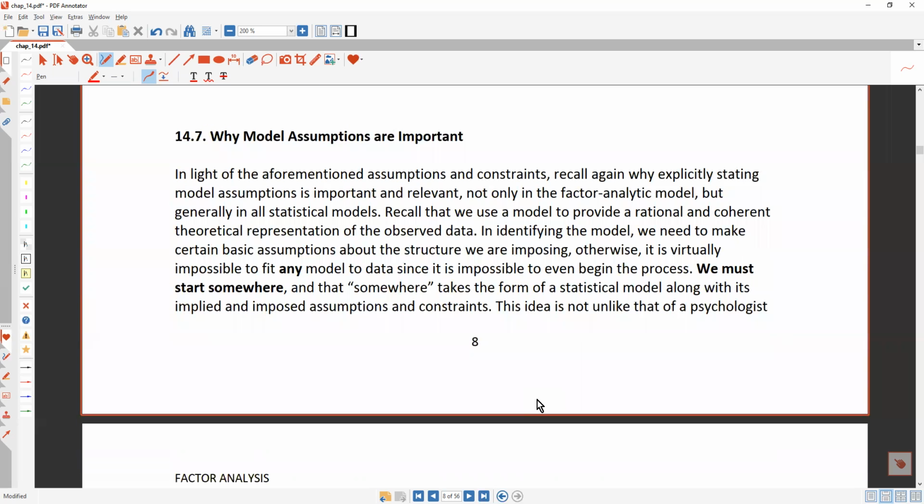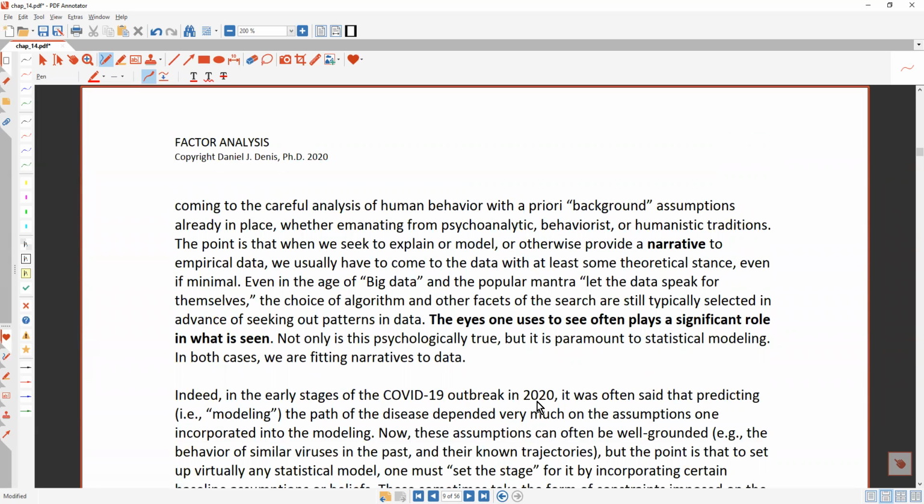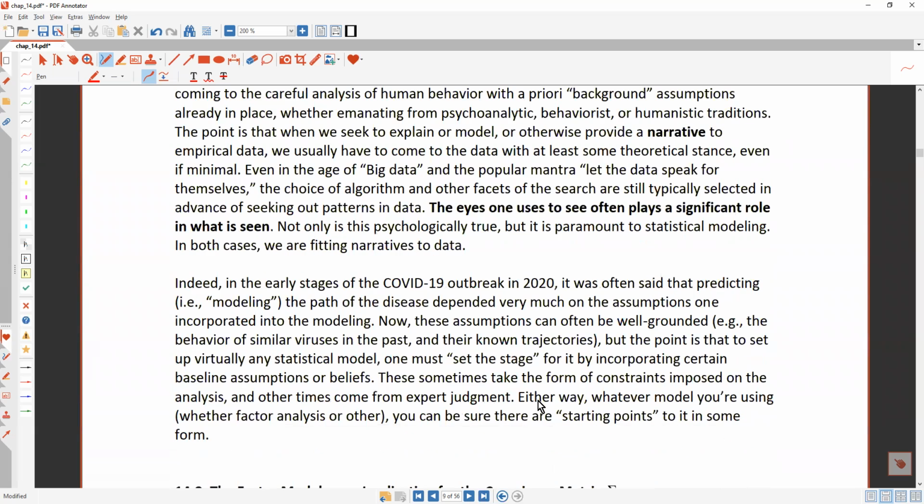Very rarely are researchers ever just looking at data, and sometimes we think about it that way. We think, you know what, data is data, just look at it. Well, when you model data, you're coming in with all these assumptions. If you want to think about this, the eyes one uses to see often play a significant role in what is seen. And that's true, especially in factor analysis, as we're going to see. It's not just looking at data, it's establishing a model to look at the data. So the factor analytic tool is what you're going to be using to look at the data. You have to understand a little bit about the eyes that are doing the seeing. It's not enough to just look at the data, and you're going to see why that's so important.